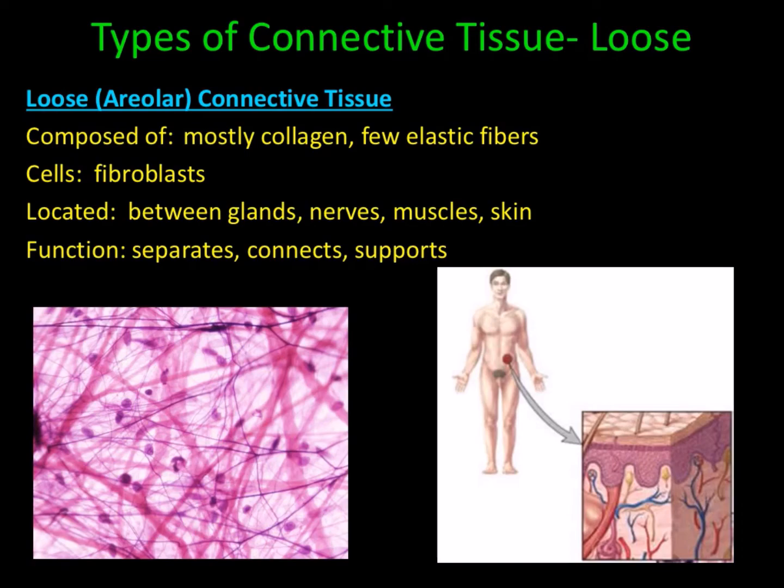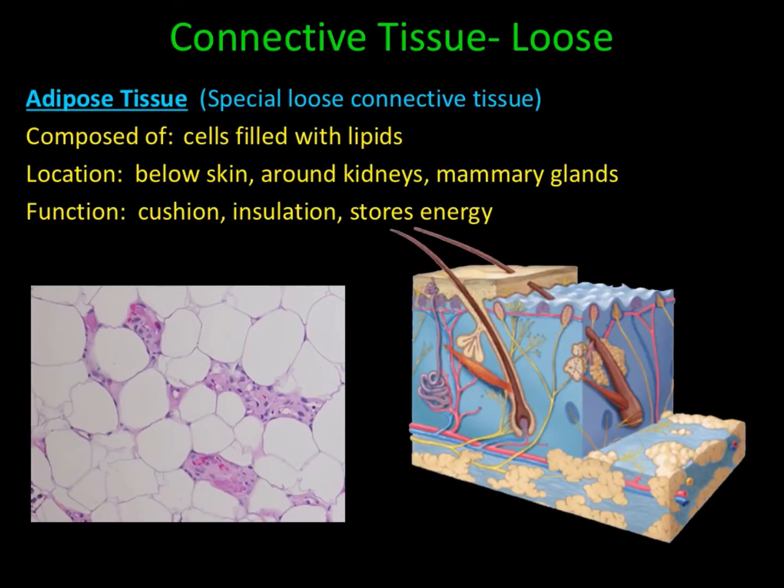The primary function of loose areolar connective tissue is to separate, connect other tissues, or support other tissues. A special type of loose areolar connective tissue is adipose tissue. Adipose tissue consists of cells filled with lipid, or fat. You can find adipose tissue below the skin, around the kidneys, or within the mammary glands. The primary function of adipose tissue is to serve as a cushion, as insulation, and to store energy.